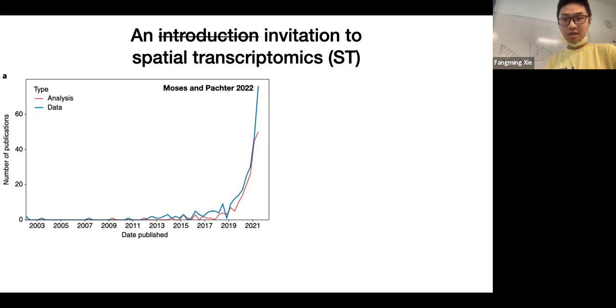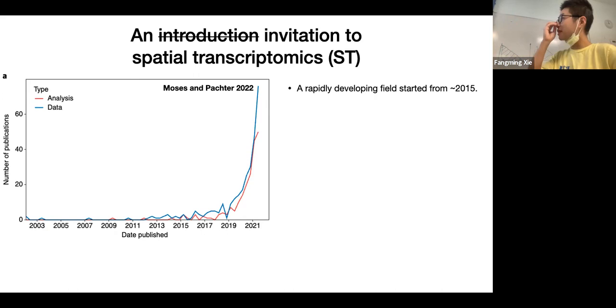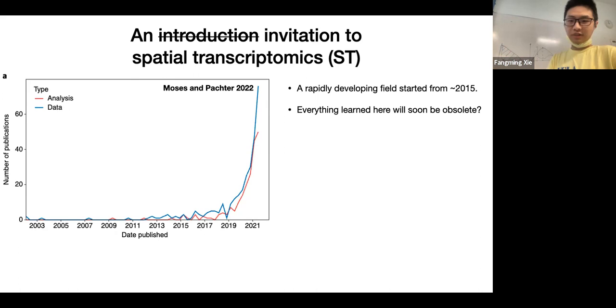What is spatial transcriptomics? This is a nice review from Lior Pachter's lab called the Museum of Spatial Transcriptomics, published this year. This figure just shows that as the years went on, the number of publications in this field just explodes. It takes off at around 2015, then it just exploded recently. And I think we are still in the early phase of using it to solve parts of the biology. So it's a rapidly developing field.